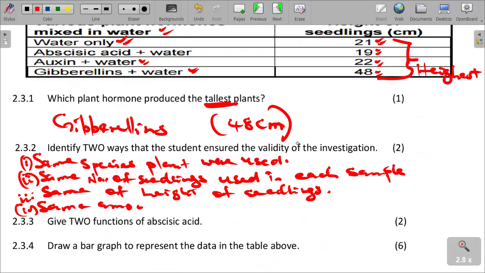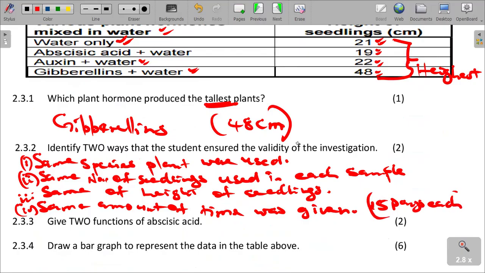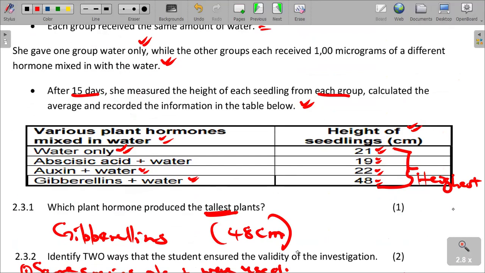The same amount of time was given, which is 15 days each. It is given in our context there that they were given 15 days each. After 15 days, he also did that.